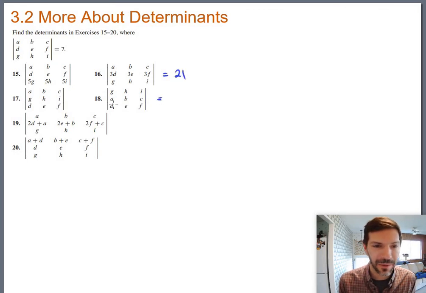On 18, what did they do? They swapped, it looks like they swapped rows a couple times. It looks like they swapped first row for second row, and then first row for third row. So they did 2 row swaps, which makes 7 into -7 and then back into +7.